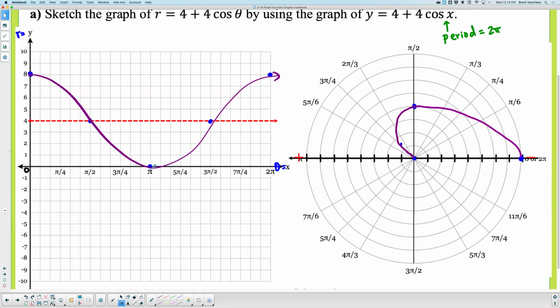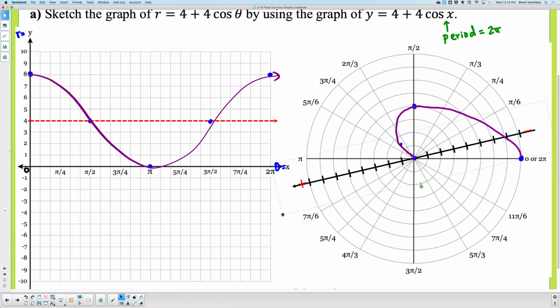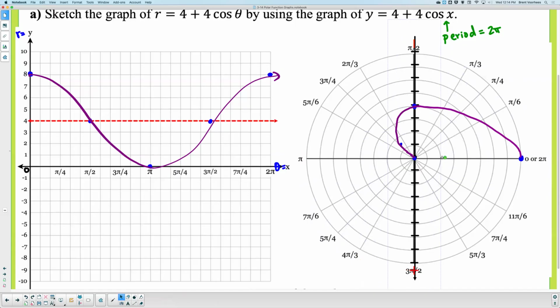Okay, now what happens after pi is we're going to go to 3 pi over 2, which, what's the value at 3 pi over 2? 4. So let me spin this axis. When I get to 3 pi over 2, I should be at 4. Does that mean I go up, down, left, or right? I go down. Positive is now down. So 1, 2, 3, and 4.